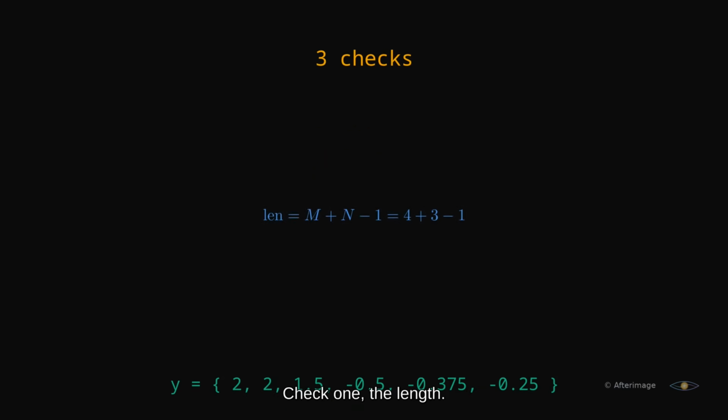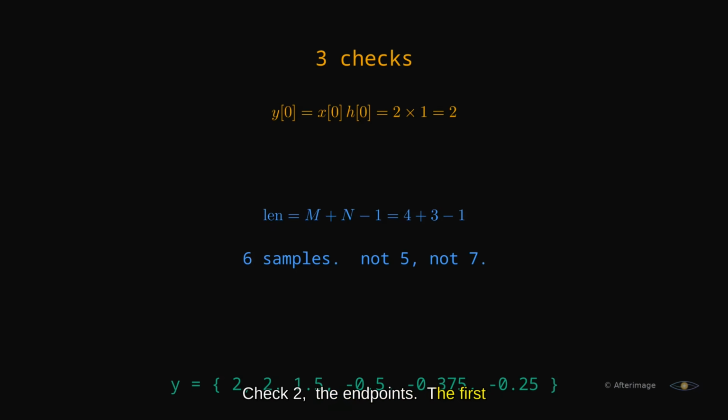Check 1, the length. 4 samples in, 3 in h, so 4 plus 3 minus 1. 6. If your answer isn't 6 long, you've dropped a term. Check 2, the endpoints. The first output is always the first x times the first h. And the last output is always the last times the last. Minus 1 times a quarter.